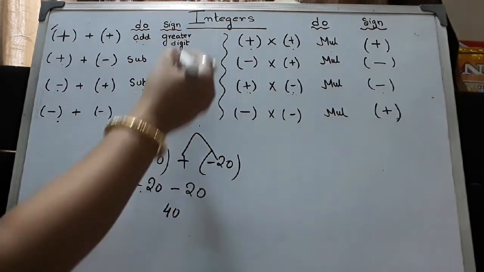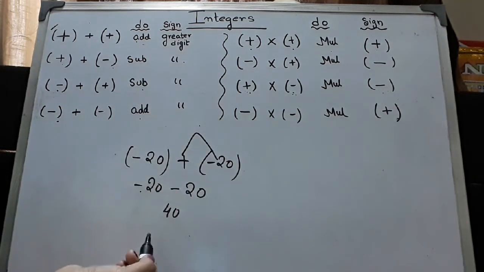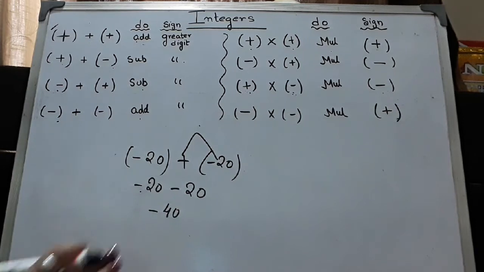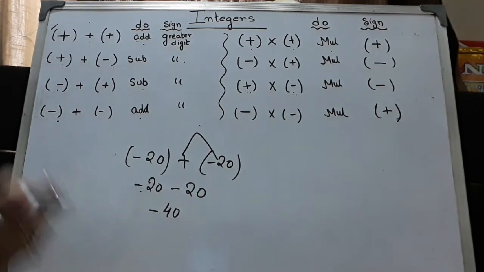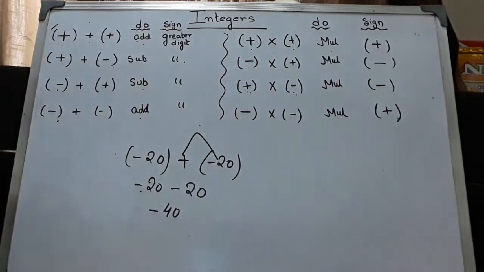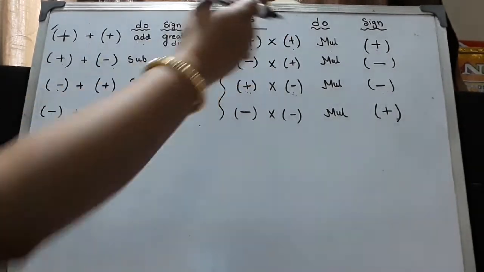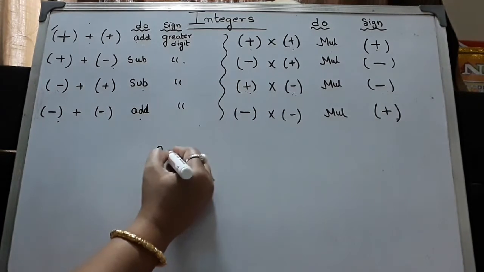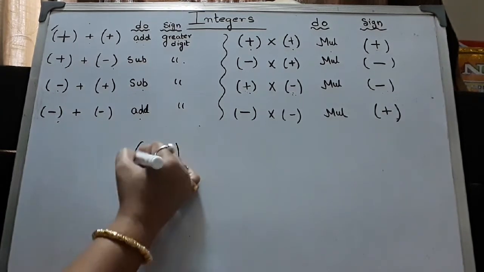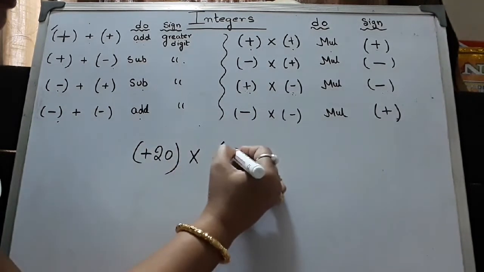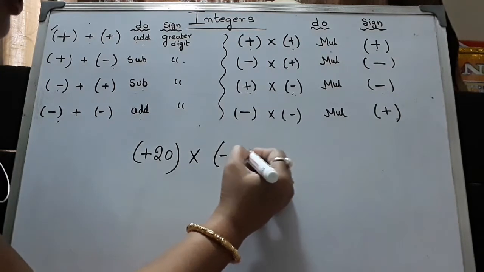What sign you are going to put? Sign of the greater digit, but both the digits are same, so any sign you can put. Am I clear? So, your answer is minus 40. So, this also you understood. Now, there can be sums like this for multiplication I am showing you. Suppose plus 20 multiply with minus 20.